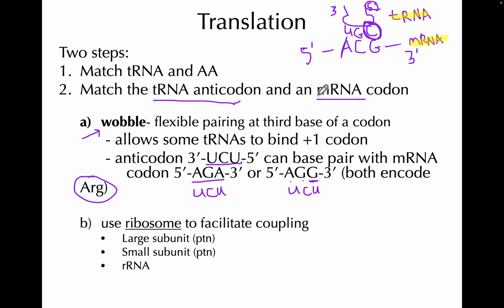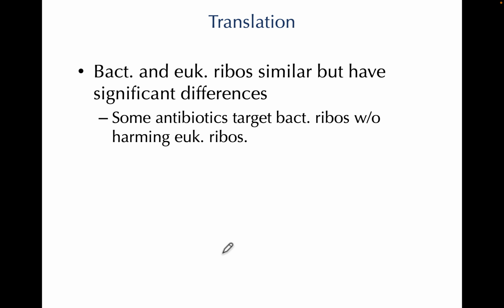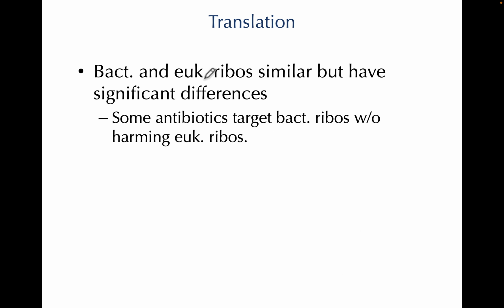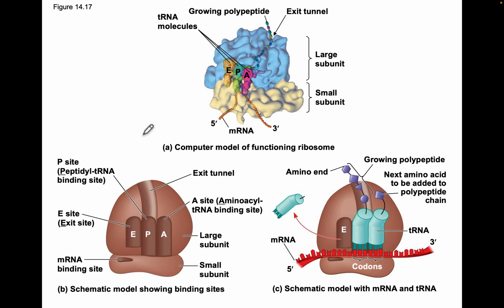In order to facilitate the tRNA binding the mRNA, that's what the ribosome does. So let's look at ribosomes. They're similar in bacteria and eukaryotes, but they do have some differences, like their size. And the differences allow us to use antibiotics that can target prokaryotic ribosomes, bacterial ribosomes, to prevent them from working, but they don't hurt your own body because they don't hurt your eukaryotic ribosomes.